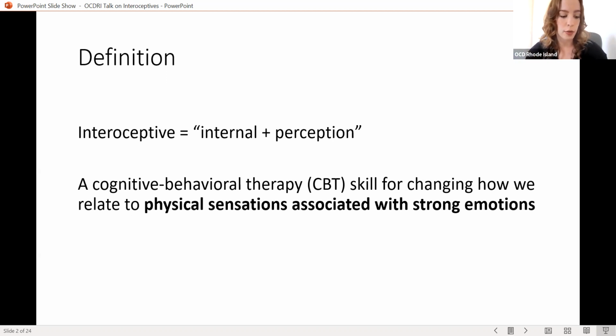These are, of course, things that most of us don't love to feel, but as we're about to talk about, interoceptive exposure is not about getting away from these sensations. It's actually about the opposite. It's getting more comfortable feeling the physical sensations that we don't like so that we can build a tolerance to being with them, sitting with them, and not letting them run our lives.